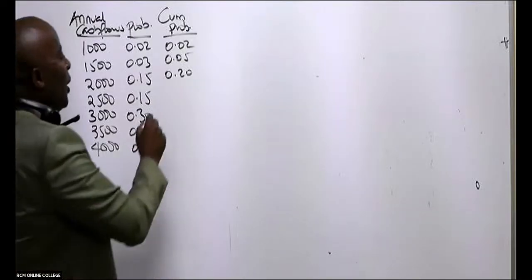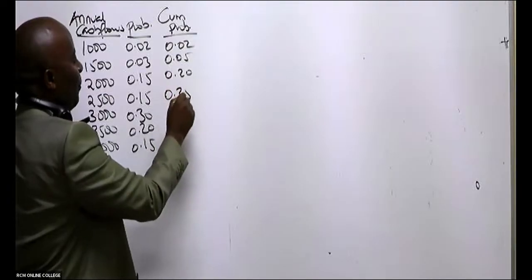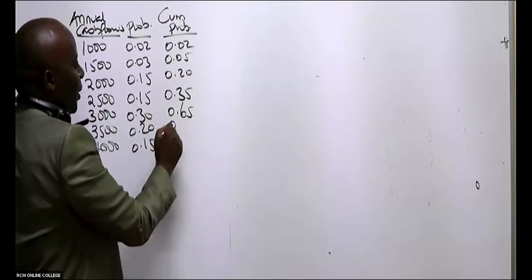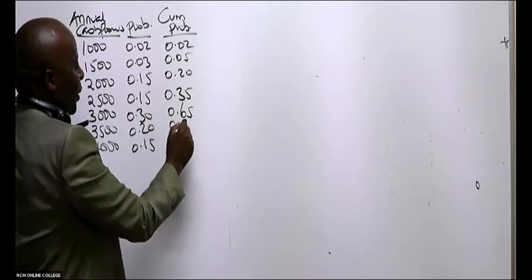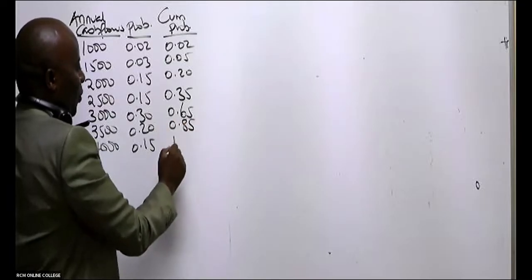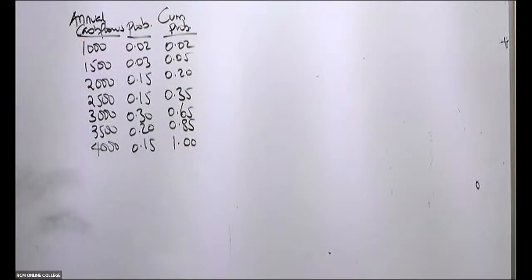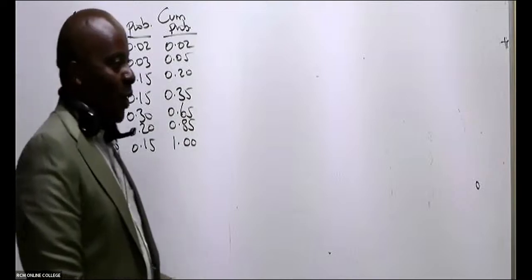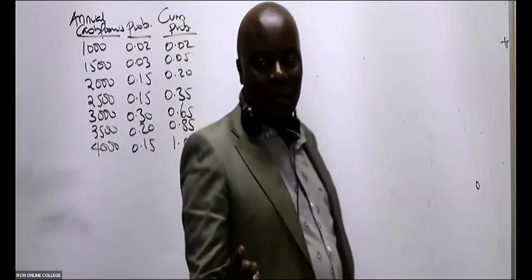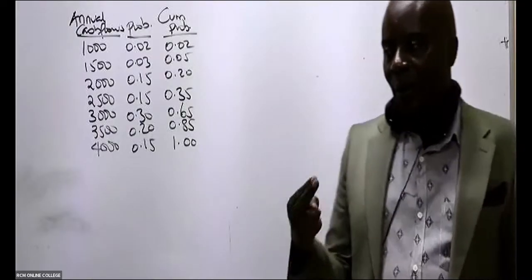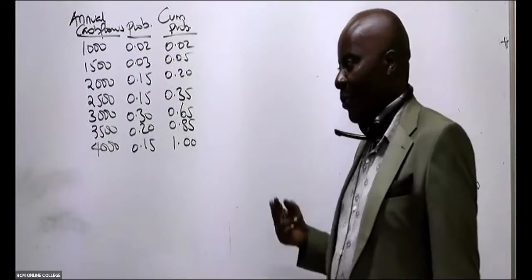Okay, so the next one here, it will be 0.35, 0.65. If you add this, it is 0.80, 0.85, sorry. Then we have 1.00. Please mark my last number. It is not just one. It has to be 2 decimal places. So it will be 1.00.